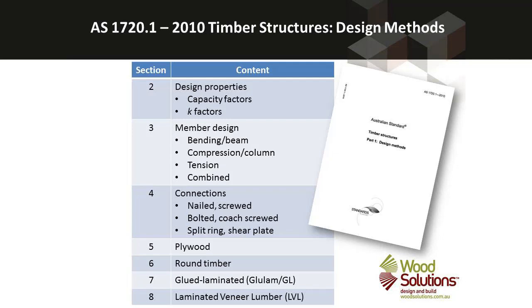Section 2 is to do with background information, in particular modification factors that take into account the service conditions in which individual timber elements are going to be used. Section 3 is about member design. Section 4 is about connections. Then there are Sections 5, 6, 7 and 8 that focus on particular types of structural members: plywood, round timber, glued laminated timber and laminated veneer lumber.